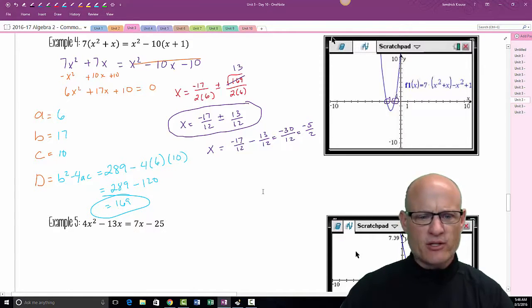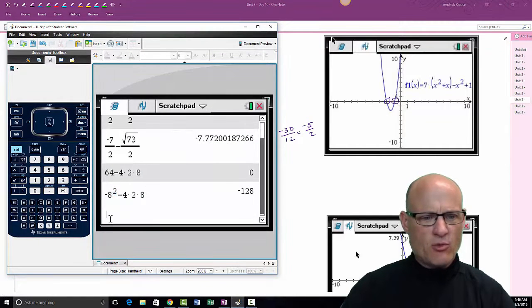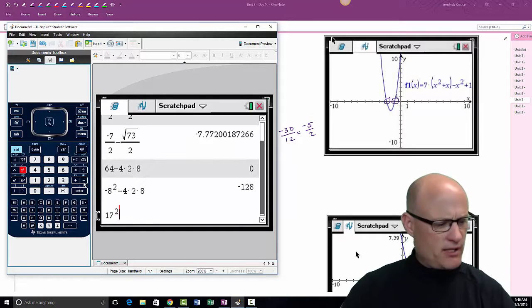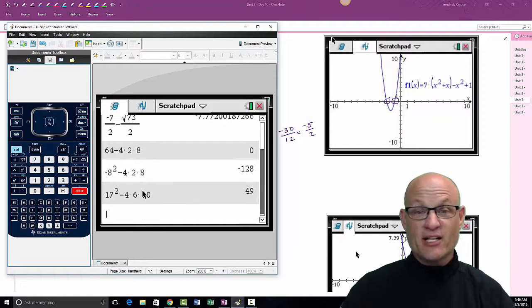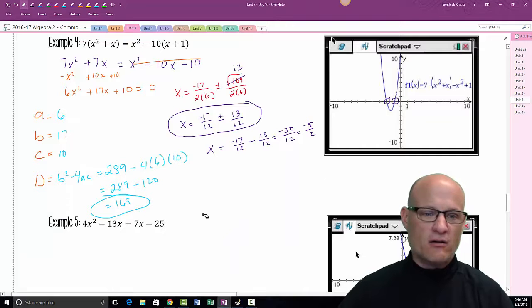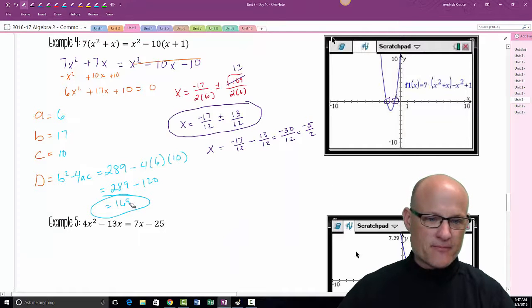Okay, I might have done some math wrong. Hold on just a second. My answer key and my work do not match, let me make sure. 17 squared minus 4 times 6. Oh, 4 times 6 times 10 is 240. But it's still a perfect square. Oh, man. How bad a math is that? I'm glad I checked my answer key. Jeez, I was just getting embarrassed.